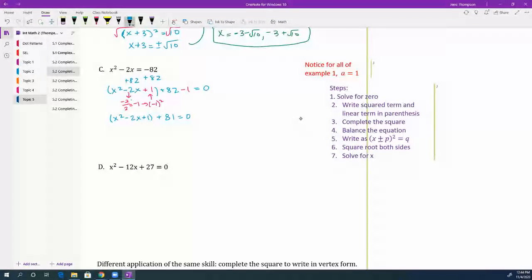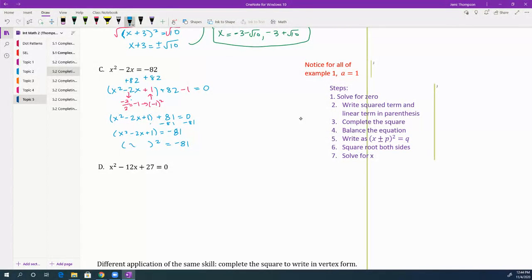All right. So I'm going to subtract 81 from both sides. And then I'm going to rewrite this as a product of squares. So how do I factor x squared minus 2x plus 1 if I know it's a perfect square trinomial?